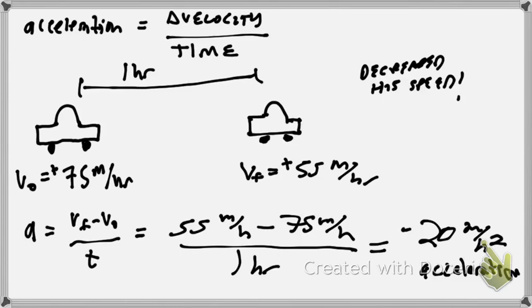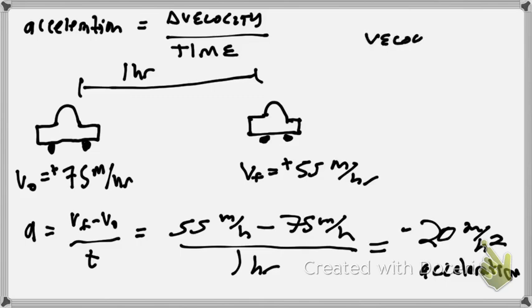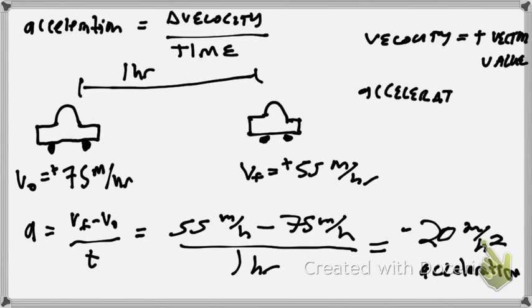All right. So in this situation, what has happened is our velocity has a positive vector value, right? While our acceleration has a negative vector value. You see that?